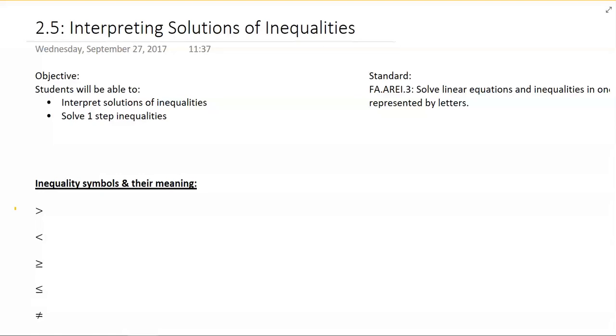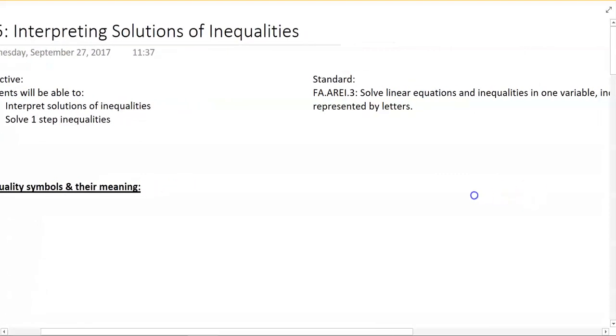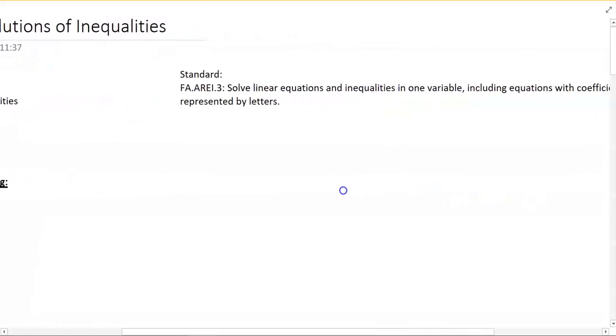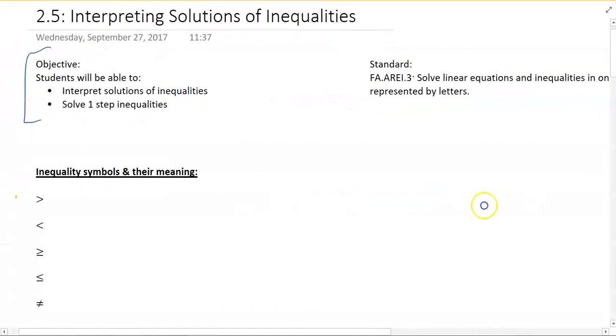Hey there, y'all. Today we're going to look at 2.5 on interpreting solutions of inequalities. In this section, we'll be able to interpret the solutions of inequalities and be able to solve one-step inequalities. For this standard, we are solving linear equations and inequalities in one variable, including equations with coefficients represented by letters.